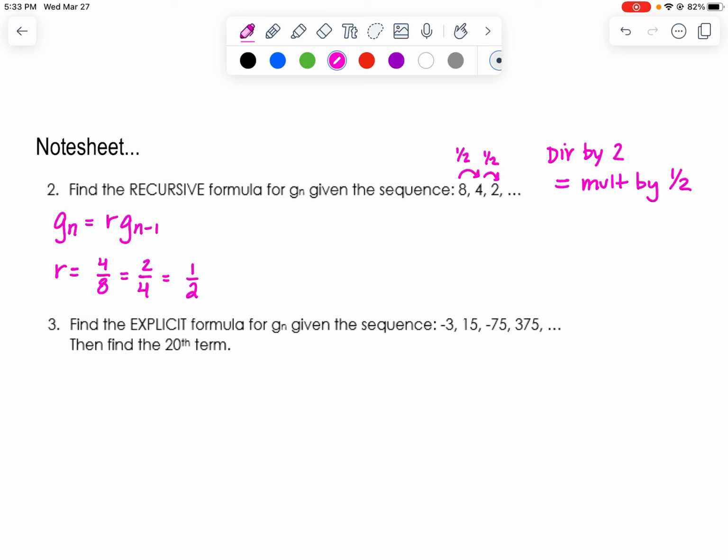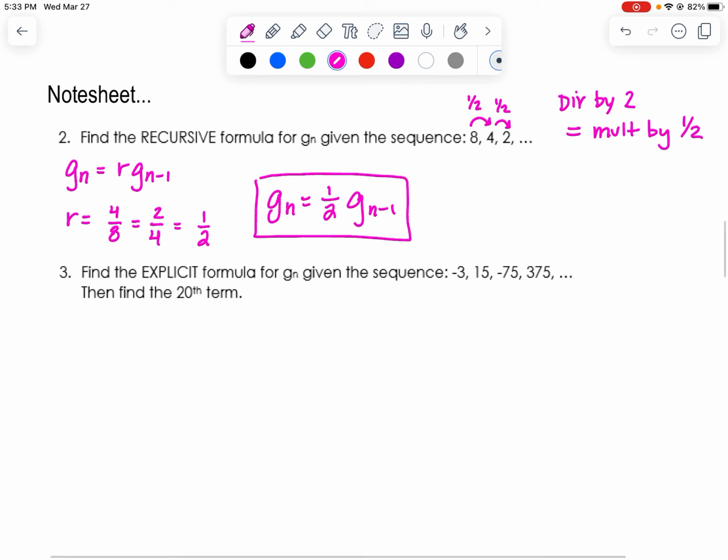So once we get that r, we can write our recursive formula. So g sub n is 1/2 g sub n minus 1, the one before it. There's your recursive formula.